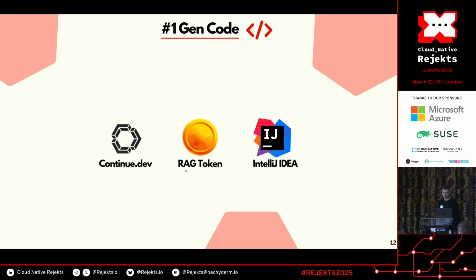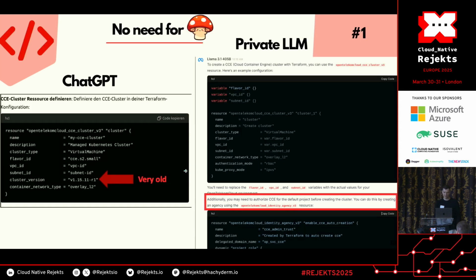Code generation is going to be the first use case. We are using Continue.dev with IntelliJ or VS Code and extracting RAG tokens for that. Why are we doing it? For example, if you are a junior developer or platform engineer trying to bootstrap a new Cloud Container Engine, a managed Kubernetes solution from OTC, with all the things you need, and you ask ChatGPT or another solution how to bootstrap it with the Terraform modules they provide, you get a very deprecated solution, even with internet search and all of that.